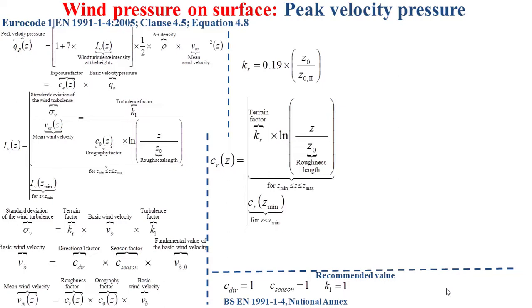And the roughness factor Cr is expressed as the terrain factor Kr multiplied by the natural logarithm of the height Z divided by the roughness length Z0. And this formula is valid for a height Z between Z minimum and Z maximum. And here I forgot to mention that Z maximum is equal to 200 meters.